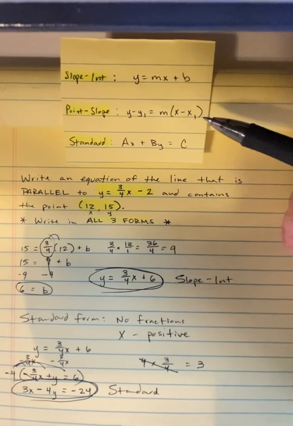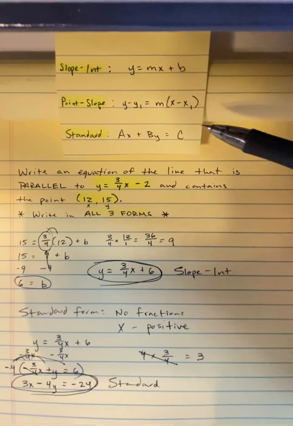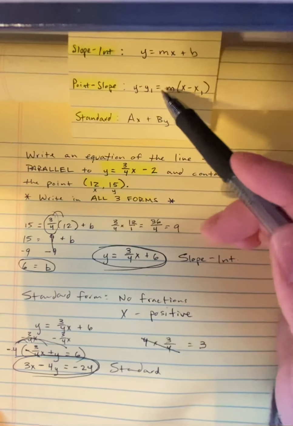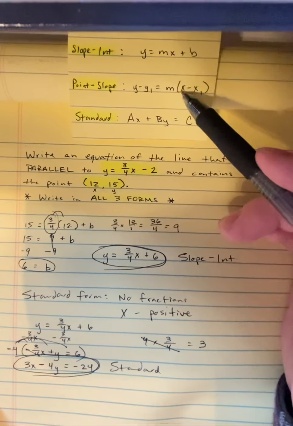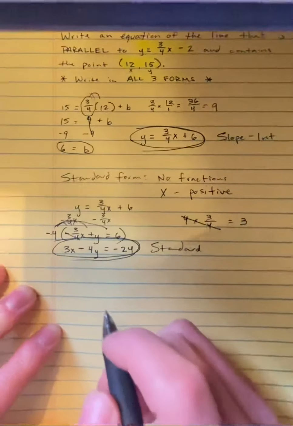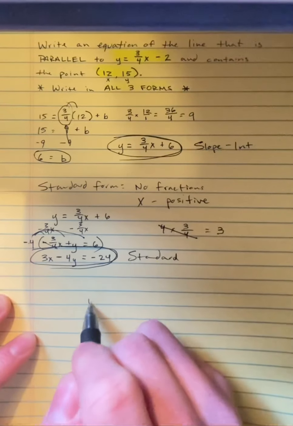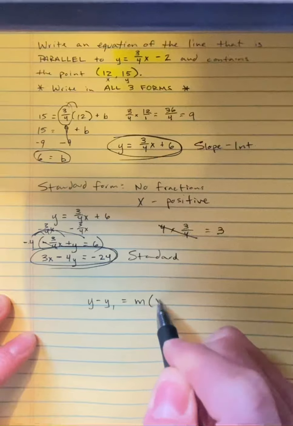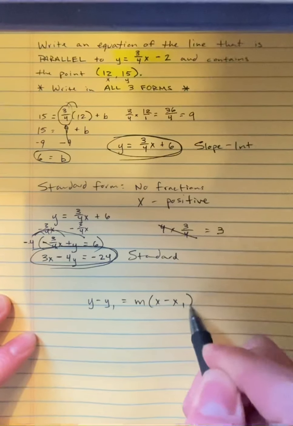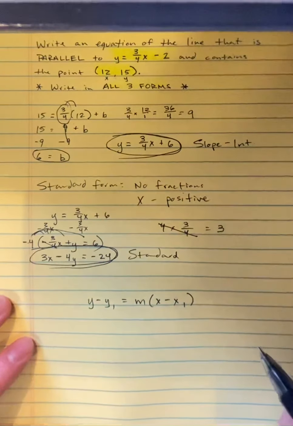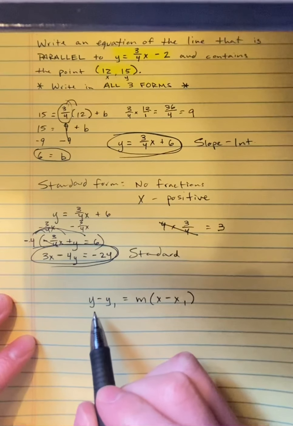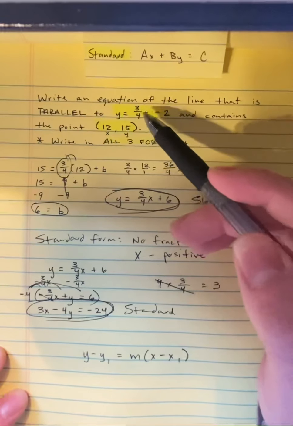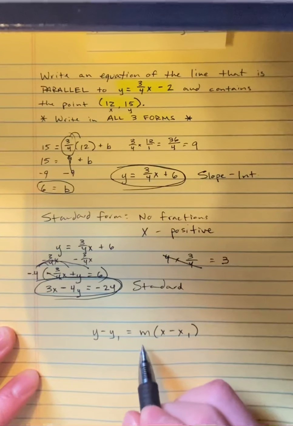And this is really simple. Actually, we probably could have done this first. Point-slope form is y minus y1 equals m times the quantity of x minus x1. I'll write it again down here. y minus y1 equals m times the quantity of x minus x1. So what do we do from here? We know that the slope being parallel to this line, they must be the same. So that's going to be 3 over 4.